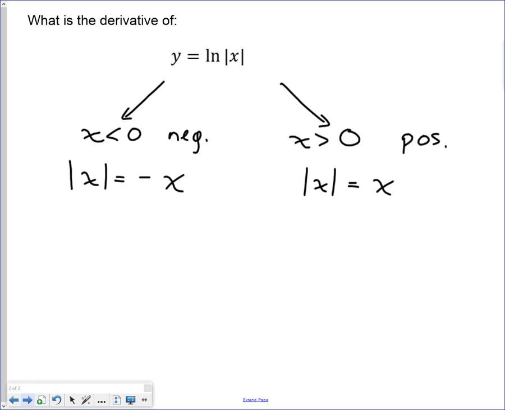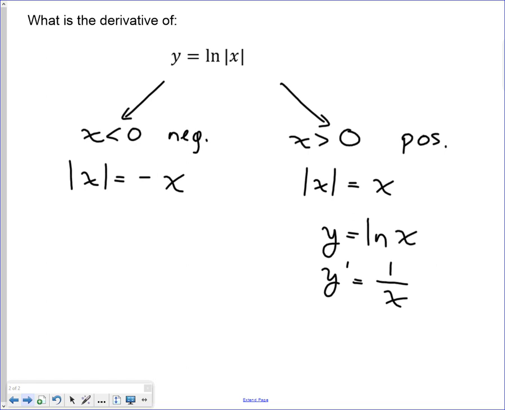So now let's see what happens when we rewrite our original function using each one of these definitions for x. First off, if x is positive, the absolute value of x is equal to x, so our function ln y equals ln the absolute value of x just becomes y equals ln x. So our derivative is just going to be the usual 1 over x.